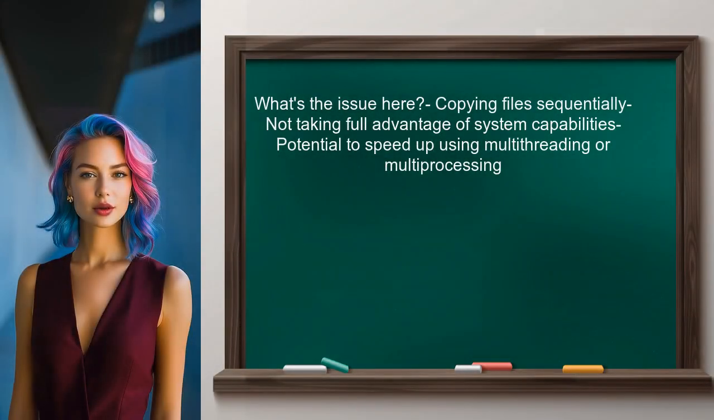So what's the issue here? When copying files sequentially, you're not taking full advantage of your system's capabilities. With 40 cores and 64 gigabytes of RAM, you have the potential to significantly speed up the process using multithreading or multiprocessing.